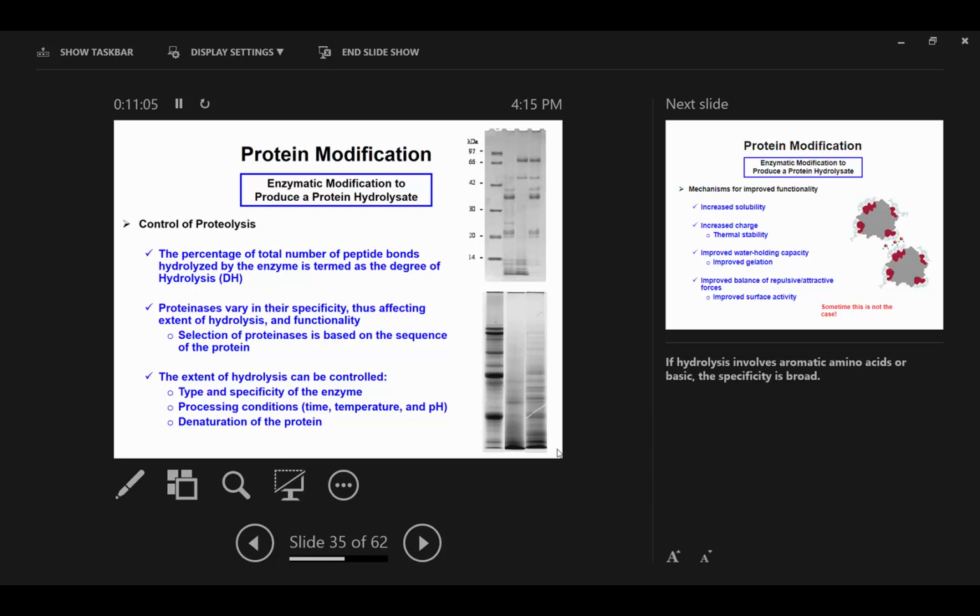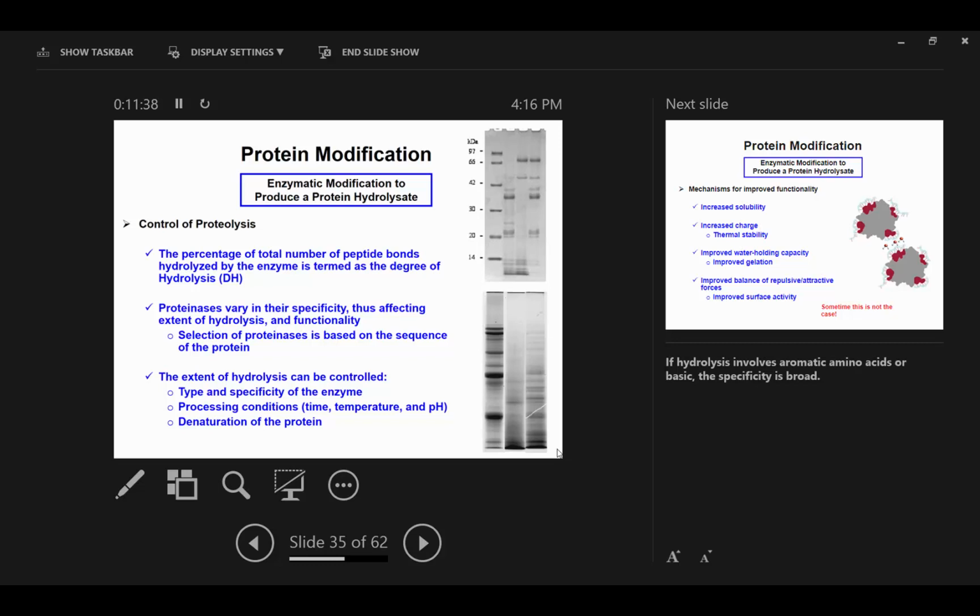So pH, for example, affects the protein charge. By changing the protein charge, you might impact enzyme accessibility to certain sites. So you might impact which bonds are more readily broken than others. So hydrolyzing at a different pH, it's not only the optimum pH of the enzyme, it also impacts the structure of the protein, and therefore it impacts what peptides are released.